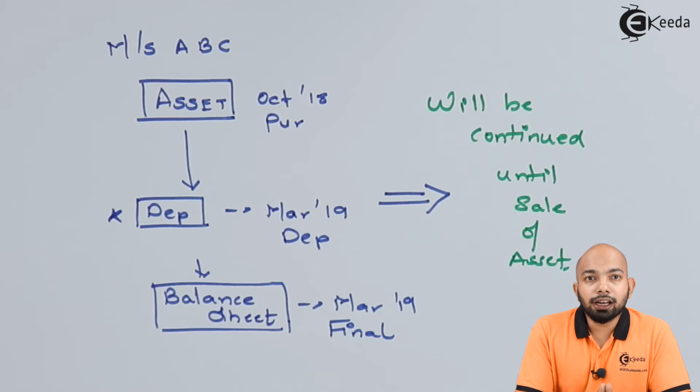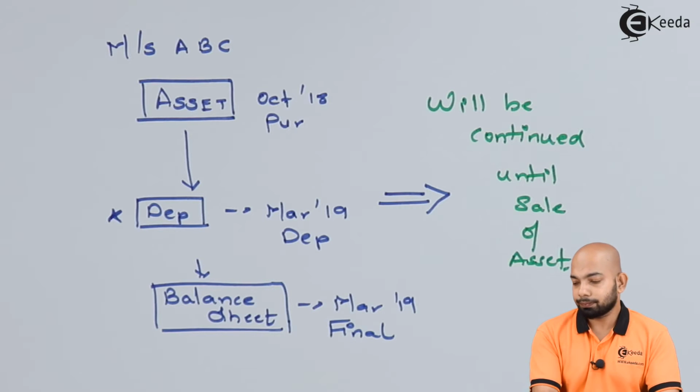Now let's go ahead and find out how to pass the journal entries for these specific transactions, and after that we'll go through a few sums which will give you clarity on how to pass journal entries, how to prepare the accounts, and how to show them in the profit and loss and balance sheet statements. Let's find out the journal entries part first.